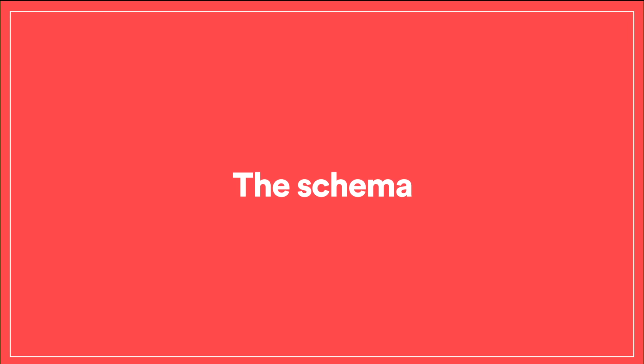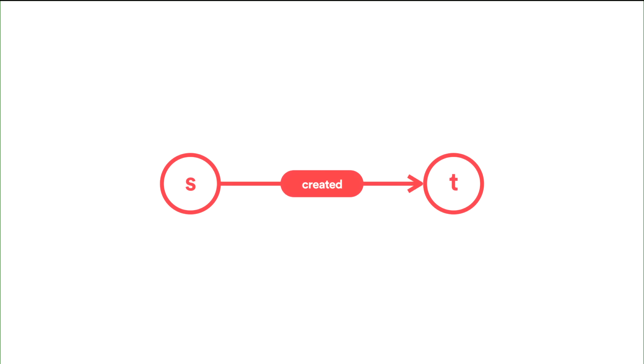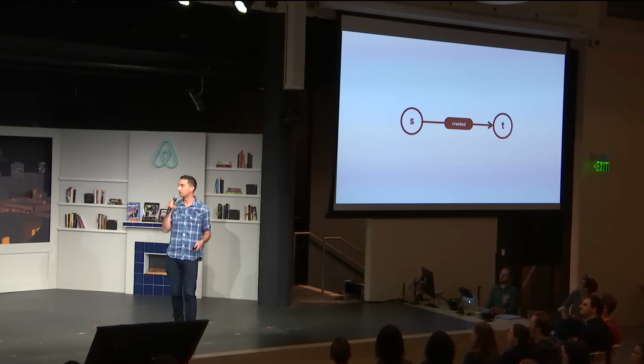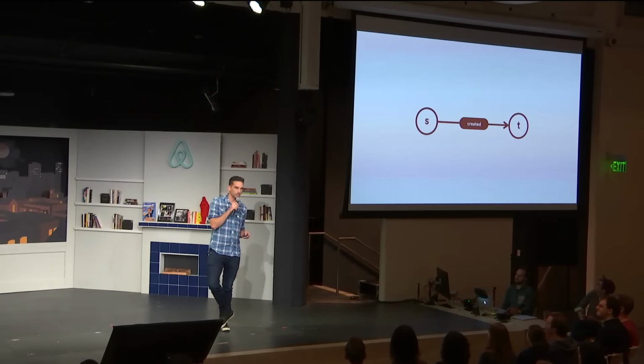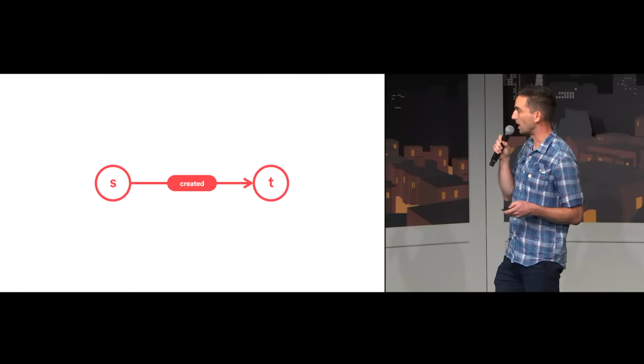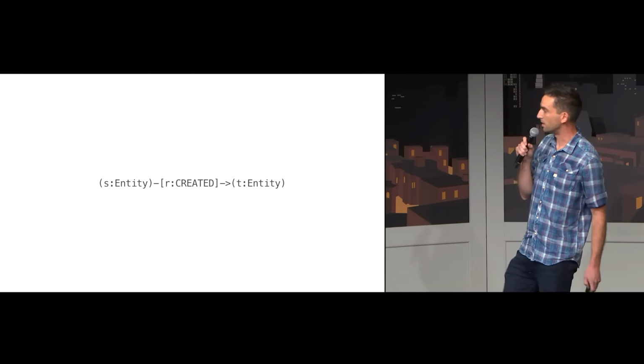And so finally, I want to discuss the schema. So here's an example of a relationship where the source node S created some target node T. And at this stage of my presentation, I was getting jaded with drawing graphs, so I'm going to switch to using Cypher. Cypher is a declarative graph language which Neo4j uses, and it uses ASCII art to represent patterns. So this relationship looks like this in Cypher.